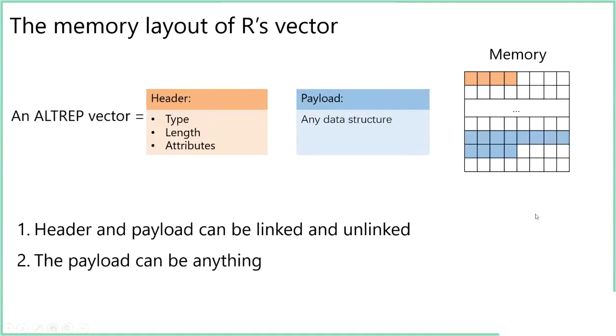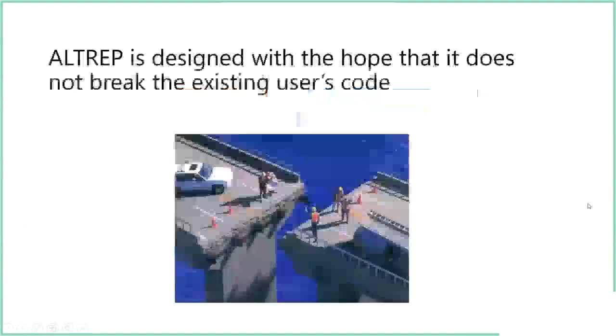So the idea of ALTREP sounds promising and exciting, and ALTREP is designed with the hope that it does not break the existing user's code. So every time you have a new feature, you want it to be compatible with the existing code as much as possible. If it's not compatible, then it may bring more trouble than its benefit. So how does ALTREP do it?